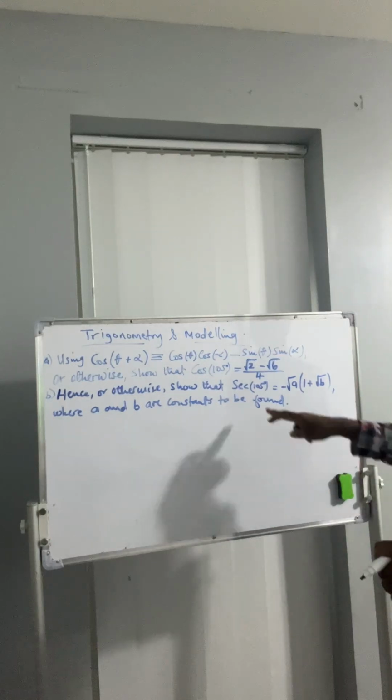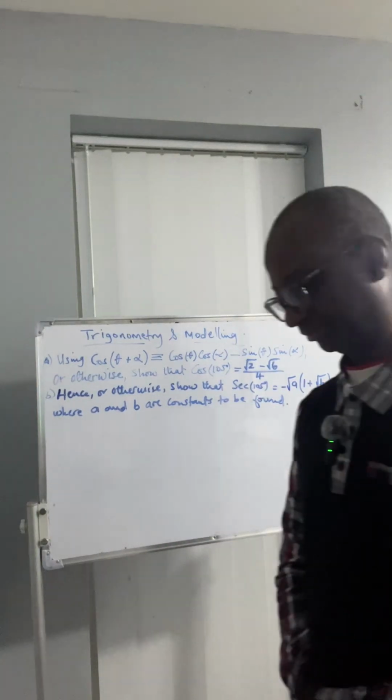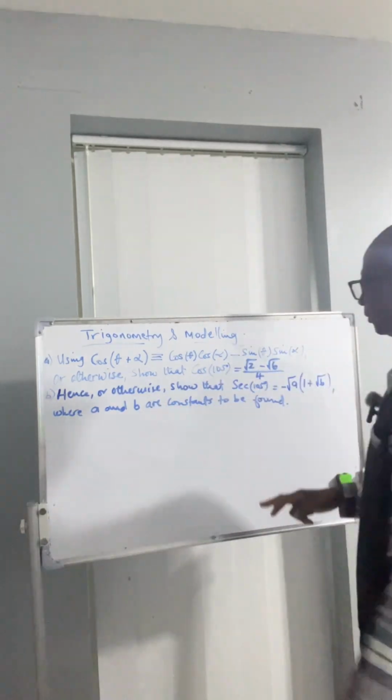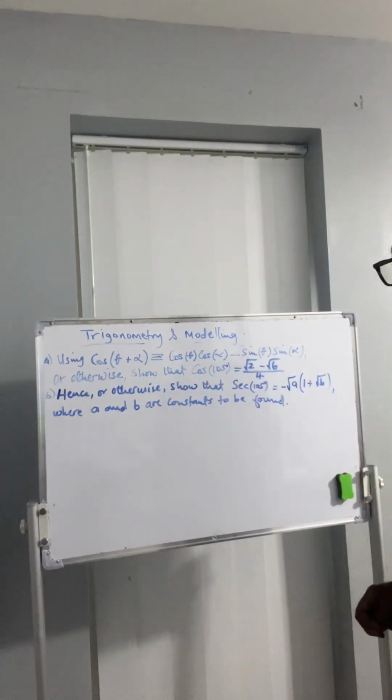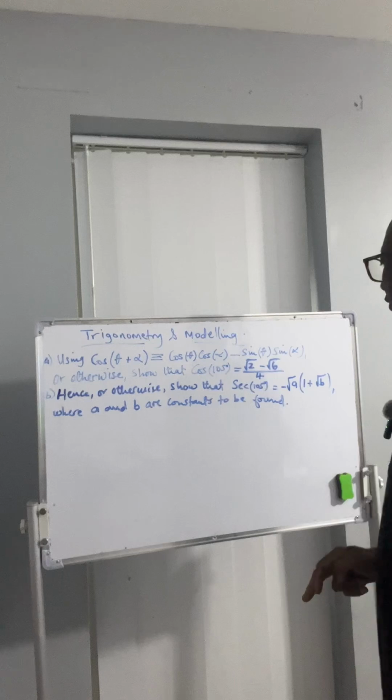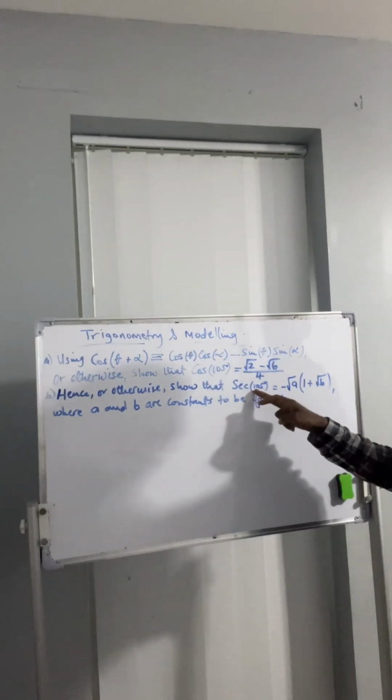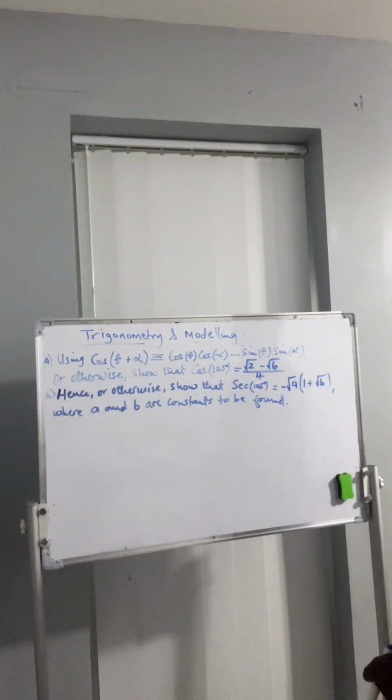So, what is secant? What is the relationship between secant and cosine? Here we have cosine of 105 degrees. Now they are giving us secant 105 degrees. What is the relationship between them?